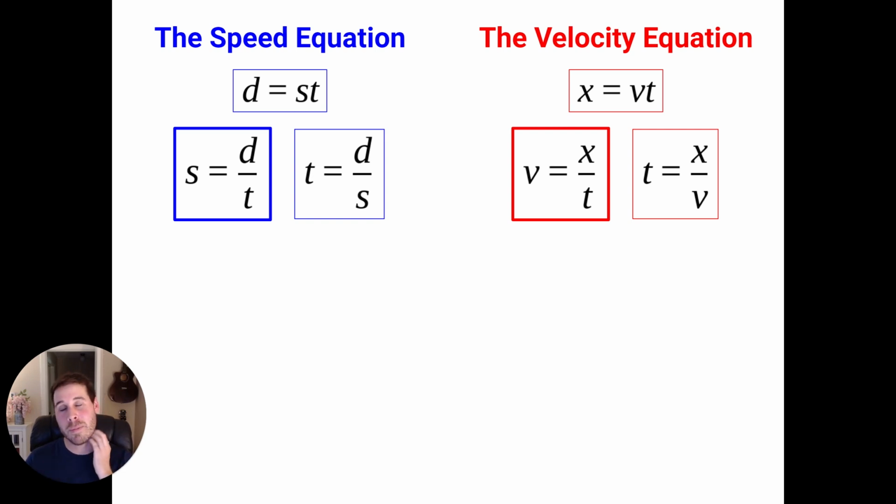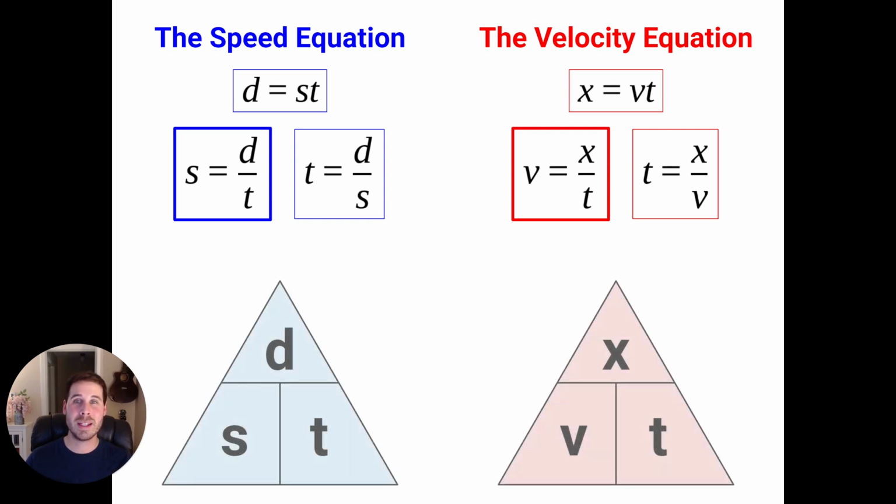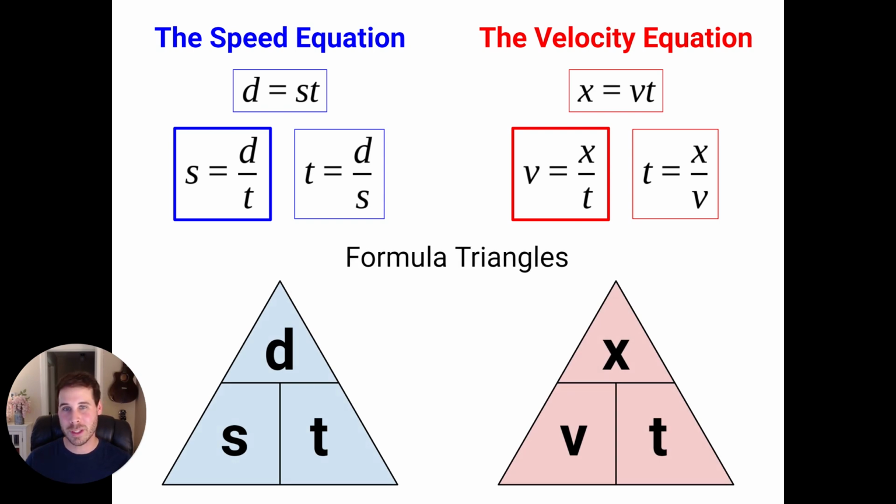So luckily, we're going to be able to use something called a formula triangle, which is what these 2 things are right here. What is a formula triangle? Well, it's basically a cheat code for memorizing all the different versions of an equation.